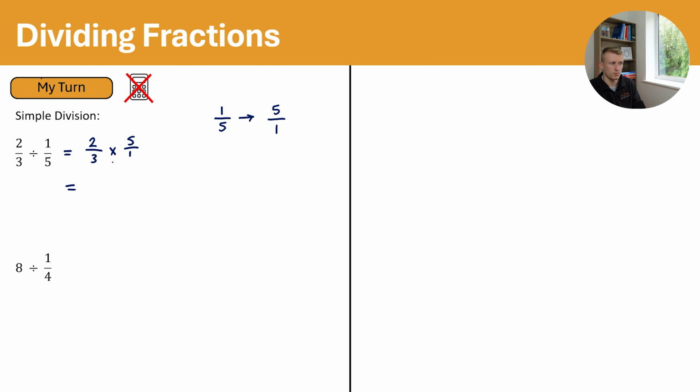Once we're in this form, we can just multiply our numerators. So 2 multiplied by 5 is 10, and multiply our denominators. 3 multiplied by 1 is 3. And that's my answer.